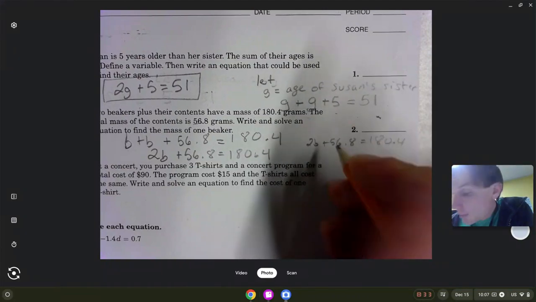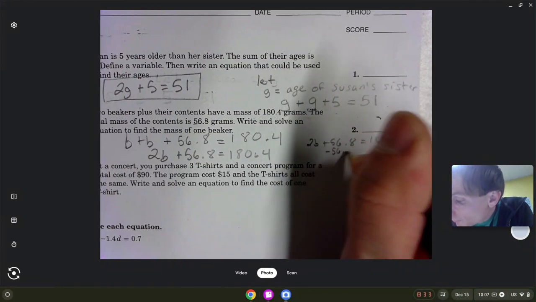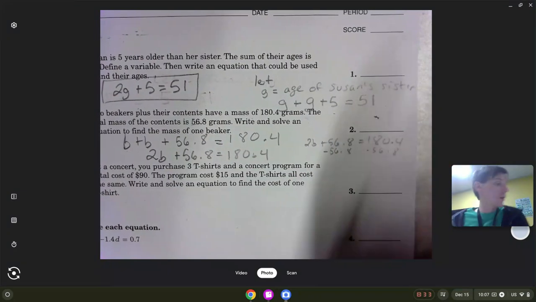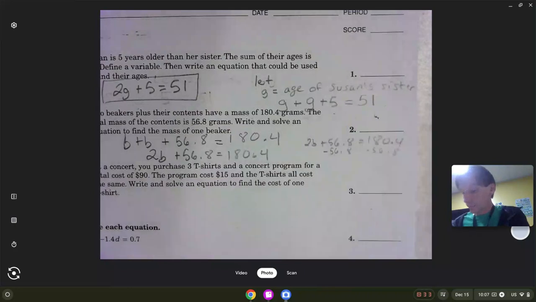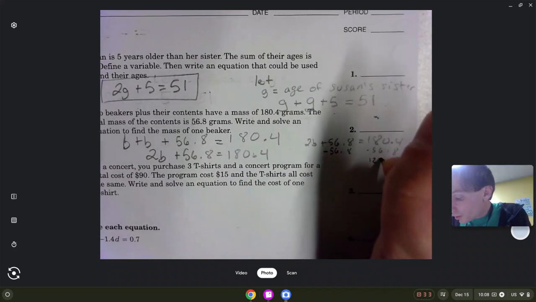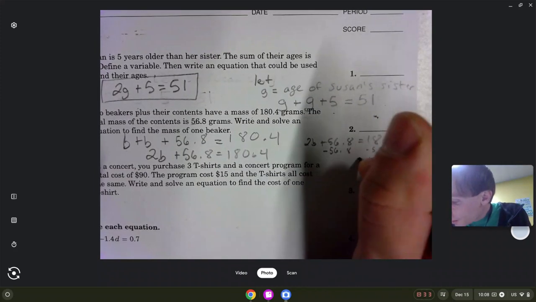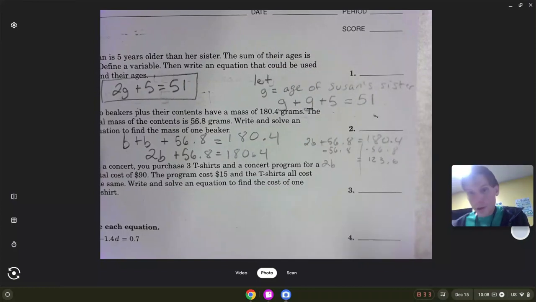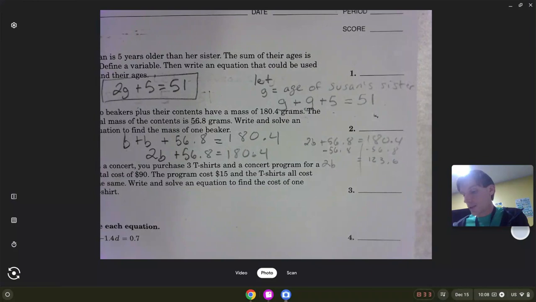Okay, so now we're trying to get b all alone. So the opposite of adding 56.8 is subtracting. If we subtract 56.8, I'm going to use my handy calculator here to make sure I'm not making any mistakes with my mental math. So I have 180.4 minus 56.8, and I have a total of 123.6, right? What's left over here is just 2b.